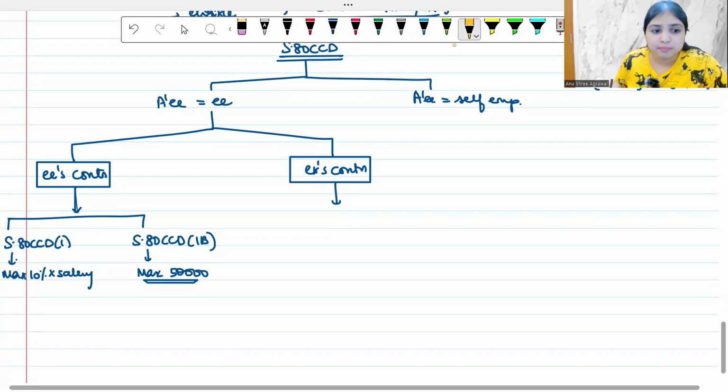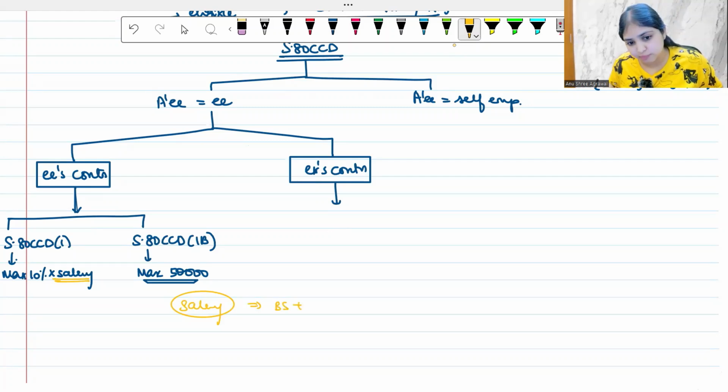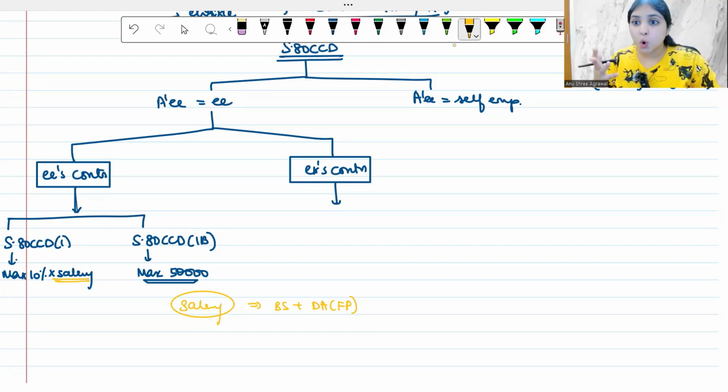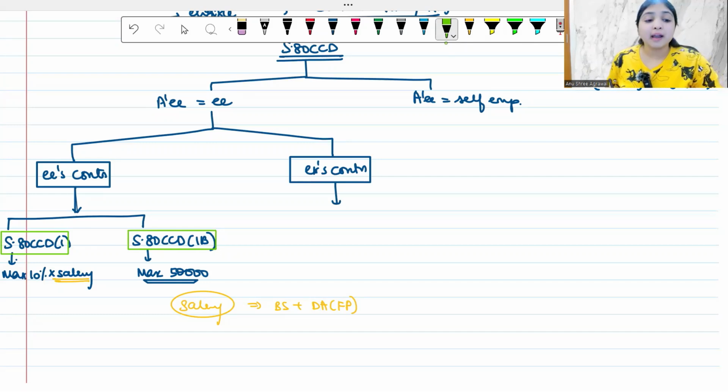Now, what do you mean by salary? How will you compute salary? Salary for the purpose of 80CCD would be nothing but your basic salary plus DA forming part, full stop. I am not considering commission. I am considering only basic salary and DA forming part. We're not considering all DA, only DA forming part, and we're not considering commission. So, for the employee's contribution, we have two sections, 80CCD(1) and 80CCD(1B). Under 80CCD(1B), a maximum of 50,000 is allowed, and under 80CCD(1), a maximum of 10% of salary is allowed.